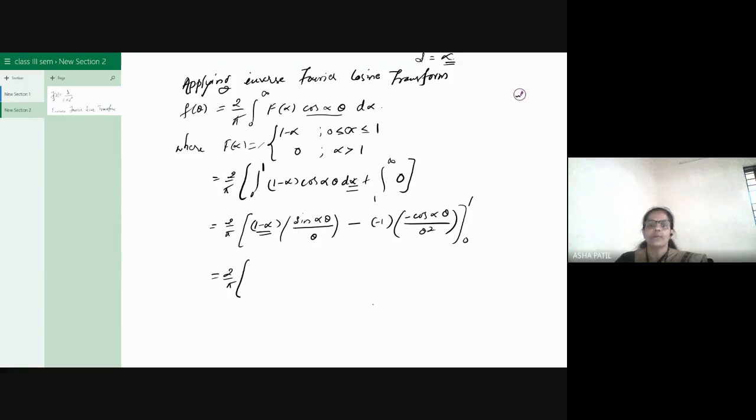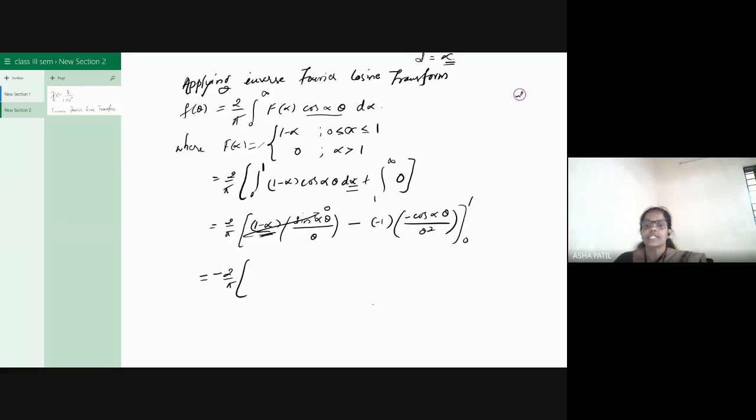If you put 1, 1 minus alpha becomes 0, the first term. If you put 0, sin 0 becomes 0. So totally the first term reduces to 0. Now we have minus here. Let me keep minus outside because three times it is minus.